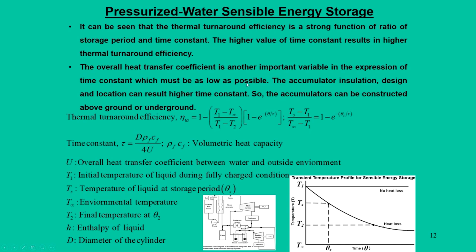Now, we cannot have any control of the time constant because it is a complete function of so many parameters, but what we can control is the choice of fluid and the choice of overall heat transfer coefficient. For that reason, one can think of this accumulator being kept above ground or underground. So, this is an idea that can be explored for the choice of accumulators.